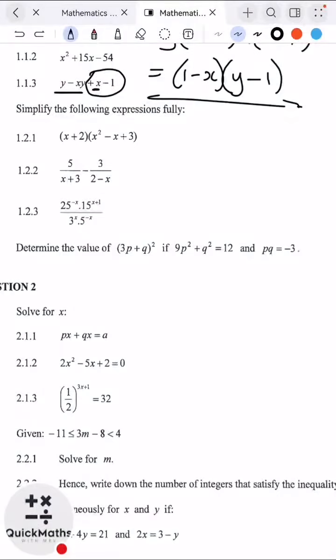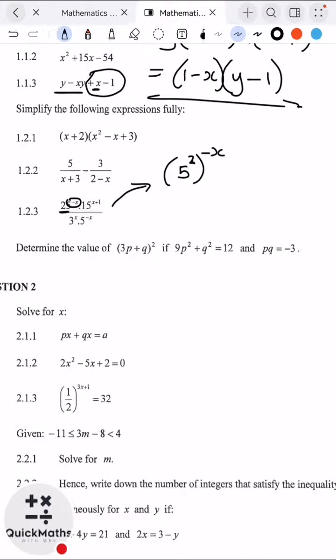Whenever you have a question like this, you need the same bases. So what we want is prime bases everywhere. That means 25. We're going to change it and make it 5 squared. So 5 squared, that's still 25. Instead of 25, I now wrote 5 squared, and then there's that minus x, that's an exponent. I still have to put that exponent there.